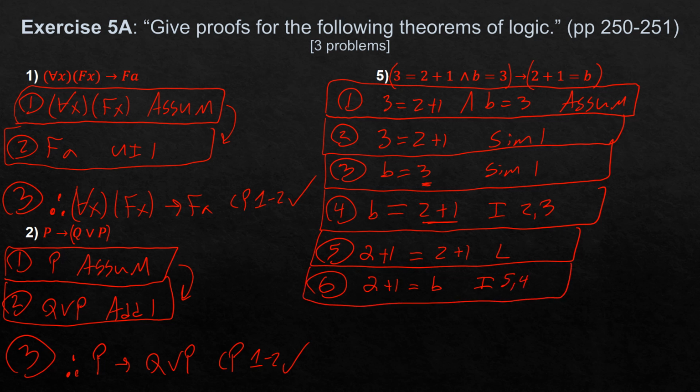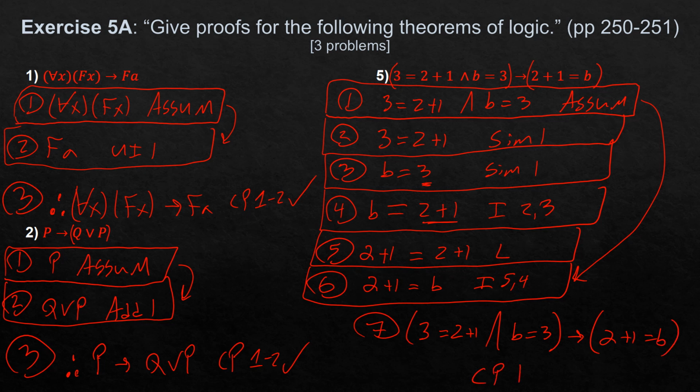And now we have that desired consequence. So outside of quarantine for line 7, we can say if 3 is equal to 2 + 1 and b is equal to 3, then 2 + 1 is equal to b by our conditional proof with lines 1 through 6.